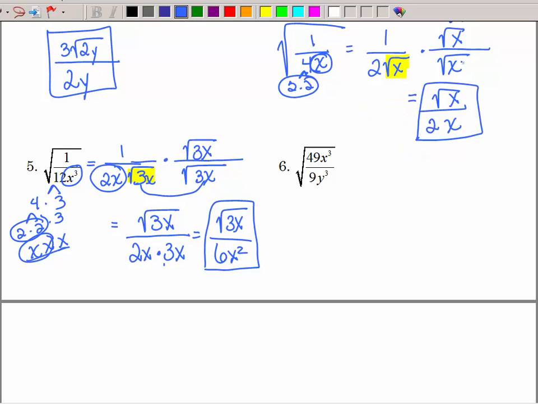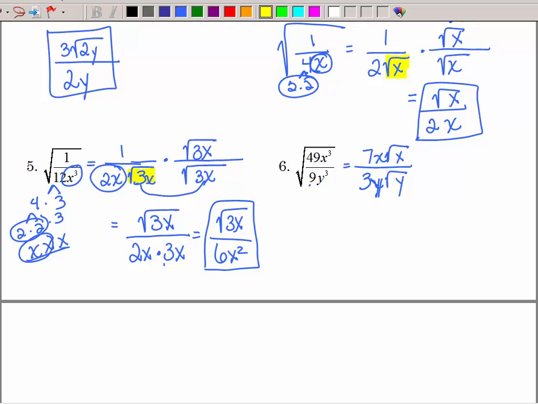Okay, let's look at number 6. Can I reduce that fraction? No. Can I simplify the square roots? Yes, I can. The square root of 49 is 7. Then the x cubed is just like what we did over here. I can take out an x and leave an x. On the bottom, the square root of 9 is 3, and y cubed is just like x cubed. You can take out a y and leave a y.